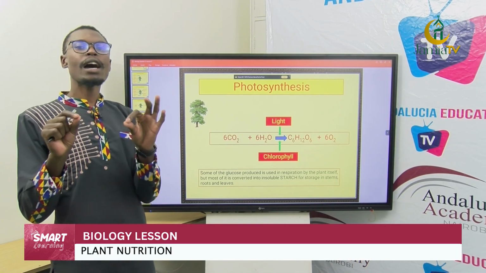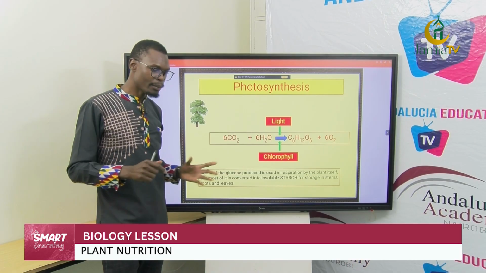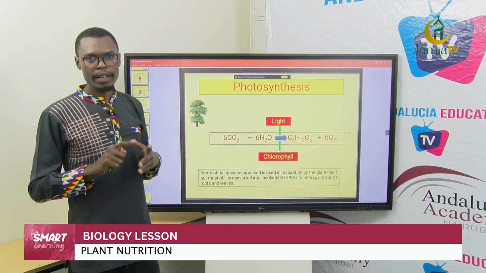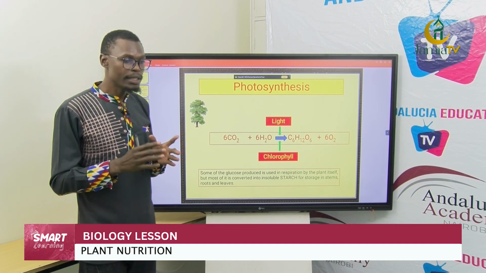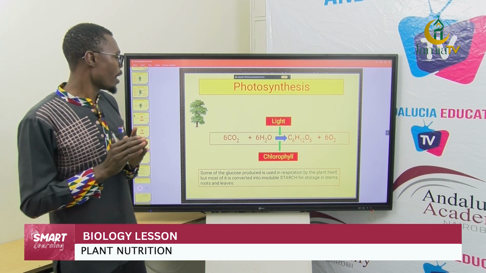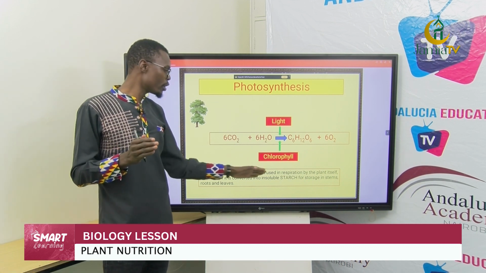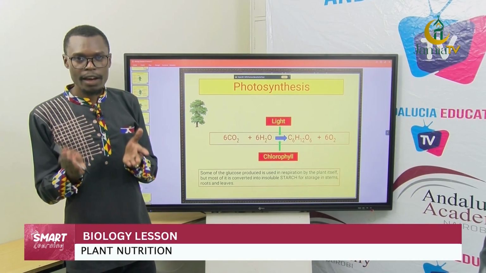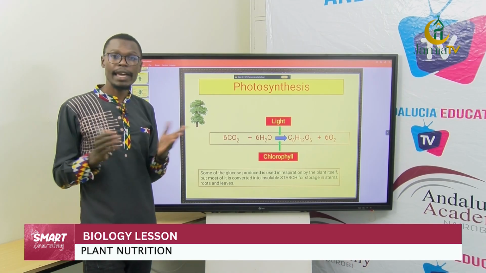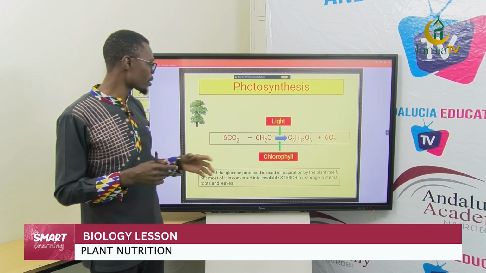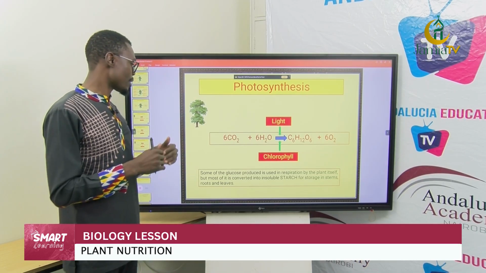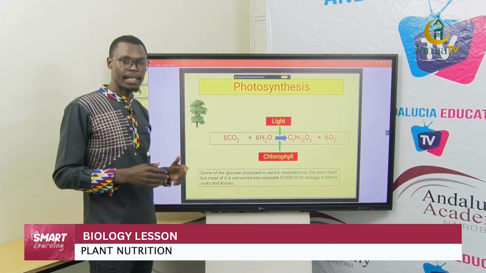The areas where we store the starch in plants can be the leaves, the stem, and even the roots. So those are the storage regions. Let's talk of sugarcane. Sugarcane stores its food in the stem. Cassava stores its food in the roots. Kales, which is sukuma wiki, stores its food in the leaves. So there are many areas where we can store those substances.